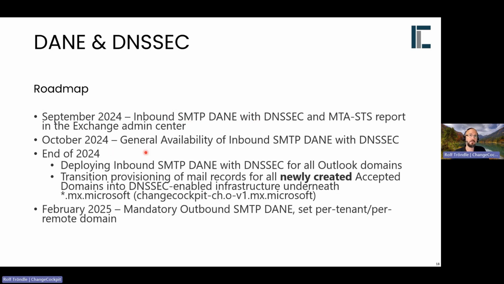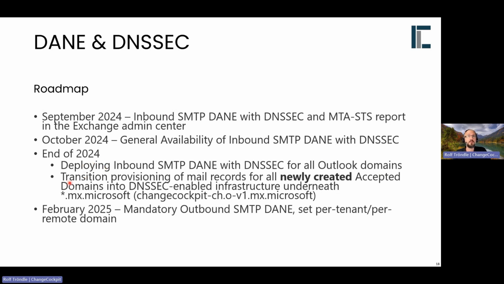Then in October this month, we will have a GA announcement that's not out yet. It's currently the 16th of October. I hope it will follow later in the month, of the inbound SMTP DANE with DNSSEC support. As mentioned before, it's in preview. You could enable it, but Microsoft states that as long as it's not GA, you shouldn't enable it for your production domains. And at the end of 2024, Microsoft will deploy inbound DANE support with DNSSEC for all Outlook domains, meaning outlook.com, hotmail.com, and so on. That's just to note. It's nothing to do for you.